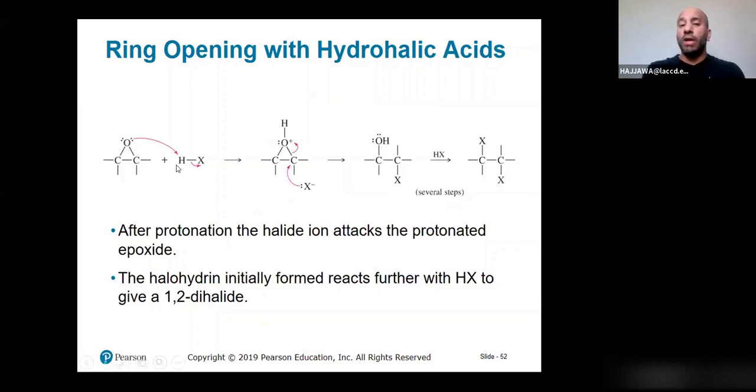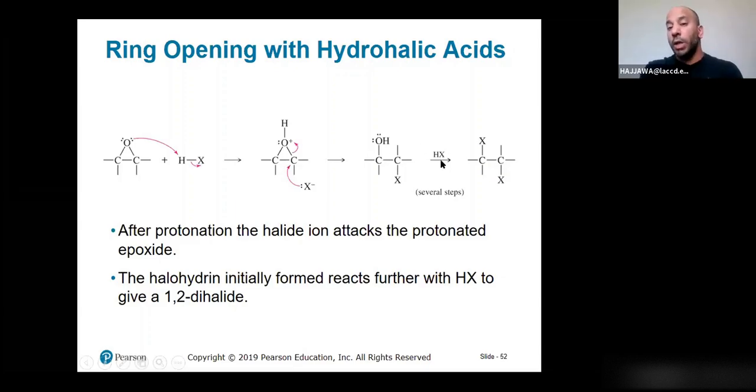I can react an epoxide with HX, and the fact that I'm using a hydrohalide, I will need to protonate first, and the X- will attack the more substituted carbon. Every single time you have basically an acid catalyzed approach of epoxide opening, the nucleophile will attack the more substituted carbon. And what's going to happen next? Well, this protonated epoxide will be attacked by the halide, and that will give you basically the halohydrin.